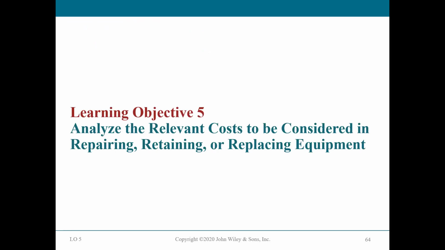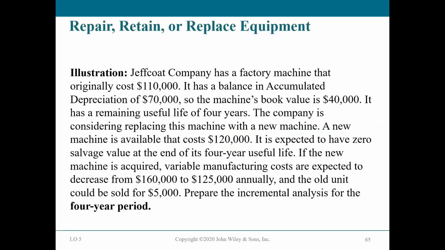Next learning objective is looking at analyzing the relevant costs to be considered when repairing, retaining, or replacing equipment. So again, company has a factory machine that originally cost $110,000. It has a balance and accumulated depreciation of 70, so therefore the book value is 40. Useful life of 4 years. We're debating whether to replace this with a new machine. The new machine would cost 120. It is expected to have 0 salvage value at the end of its 4-year useful life. If the new machine is acquired, variable manufacturing costs are expected to decrease from 160 to 125, and the old unit could be sold for $5,000.